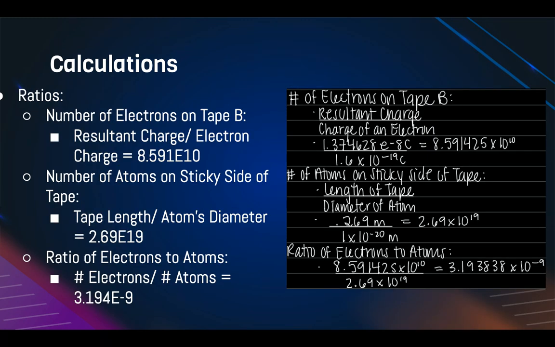Ratios. Number of electrons on tape B is the resultant charge, which we found, divided by the electron charge. Number of atoms on sticky side of tape is the tape length divided by the atom's diameter, which was provided for this lab. And the ratio of electrons to atoms is the number of electrons divided by the number of atoms.